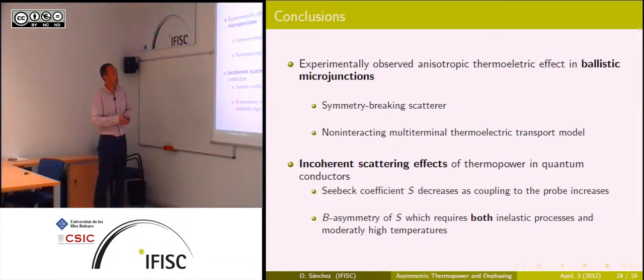And in the second part, I discussed the role of incoherent scattering effects in the thermopower of quantum conductors. We have checked that the Seebeck coefficient, the thermopower, decreases when these incoherent effects are of more importance. However, the good news is that with these inelastic processes at high temperature, you can observe a magnetic field asymmetry of thermopower, which might be related to the maximum efficiency of these devices. Okay? And thank you for your attention.